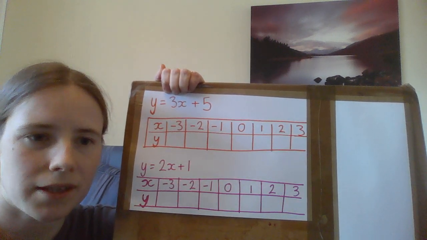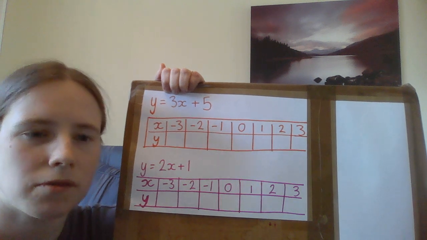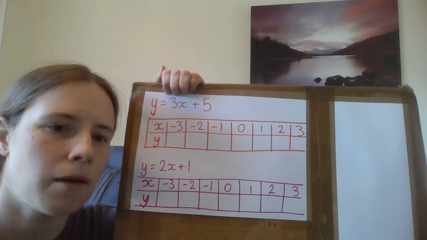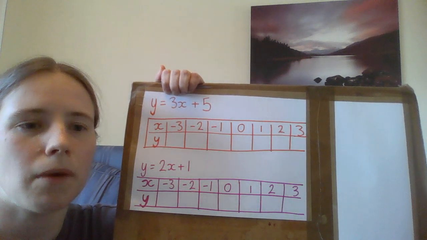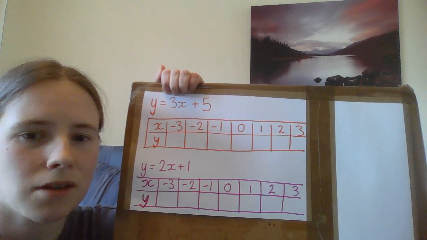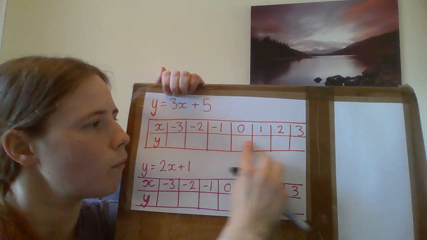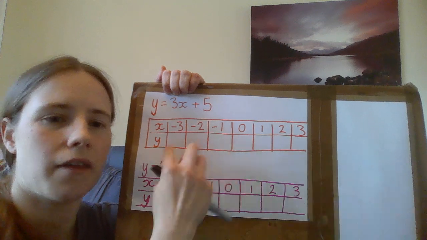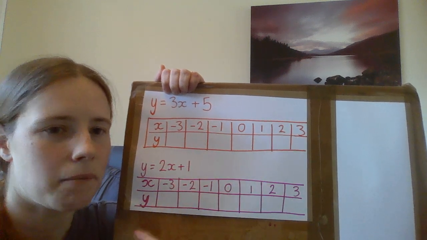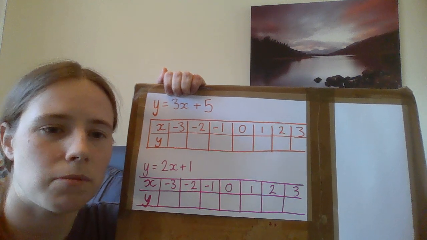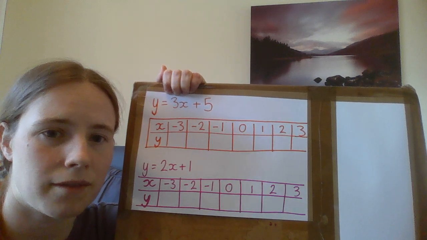My advice with doing this is start with the positives first, because most people are a lot more practiced and a lot more confident multiplying and adding and subtracting with positive numbers than they are with negative numbers. So I generally start at 0, work up, and then once I've done it, I go back and fill out the others. By the time you're filling out the others, you might have noticed a pattern which can help you double check and feel really confident that you're doing the right thing.